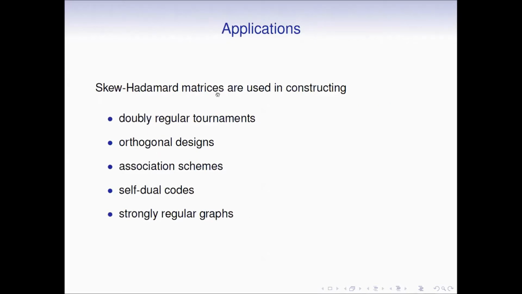Skew-Hadamard matrices have some applications. For example, they can be used in constructing doubly regular tournaments. In fact, they are equivalent to doubly regular tournaments. Also, they can be used in constructing orthogonal designs, association schemes, self-dual codes, strongly regular graphs, and some other combinatorial objects.